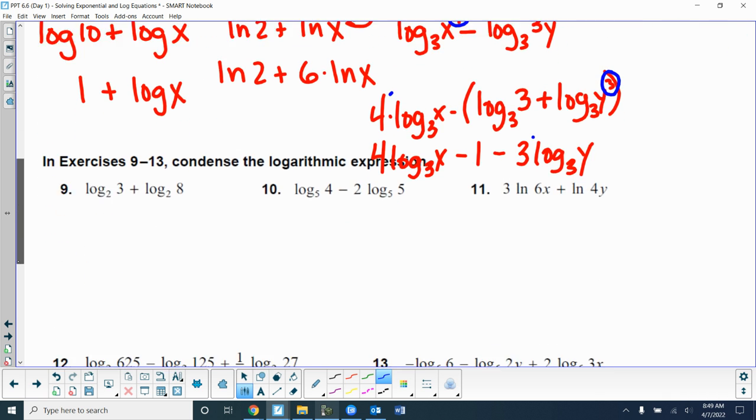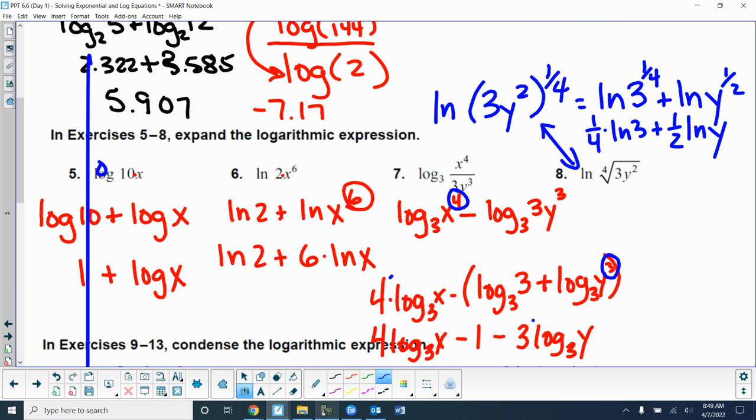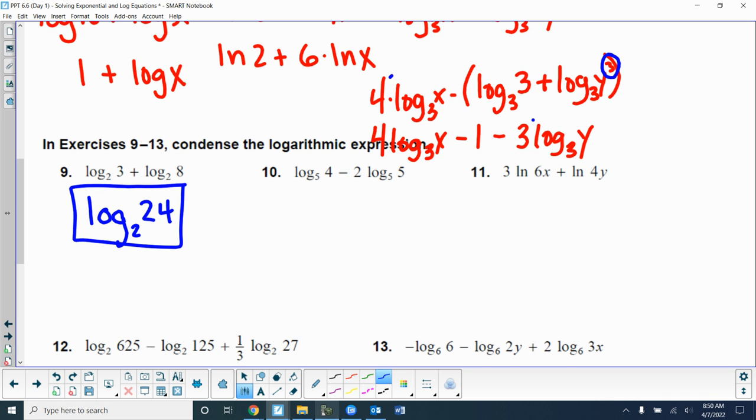All right, these are condensing, going the other way. This is addition, so what am I going to do with the 3 and 8? Multiplying, right? Just going backwards. So what's 3 times 8? 24. So you just condensed it.